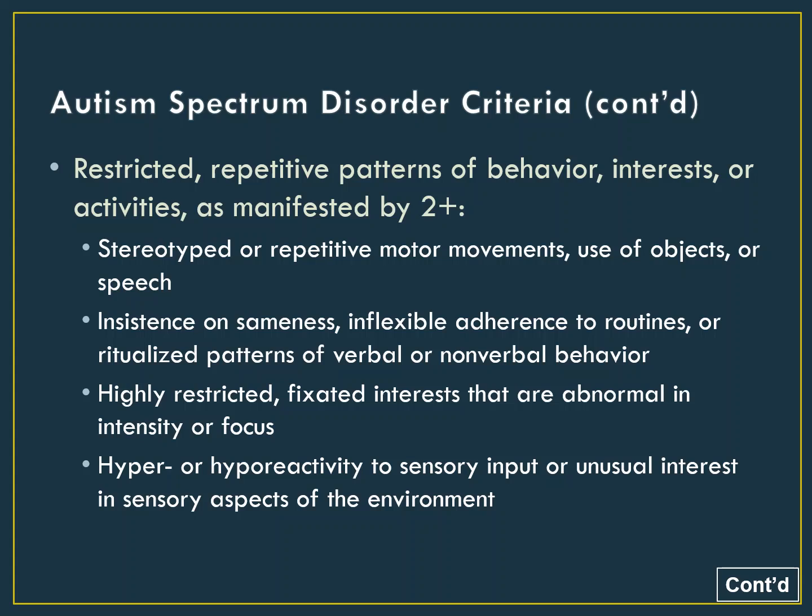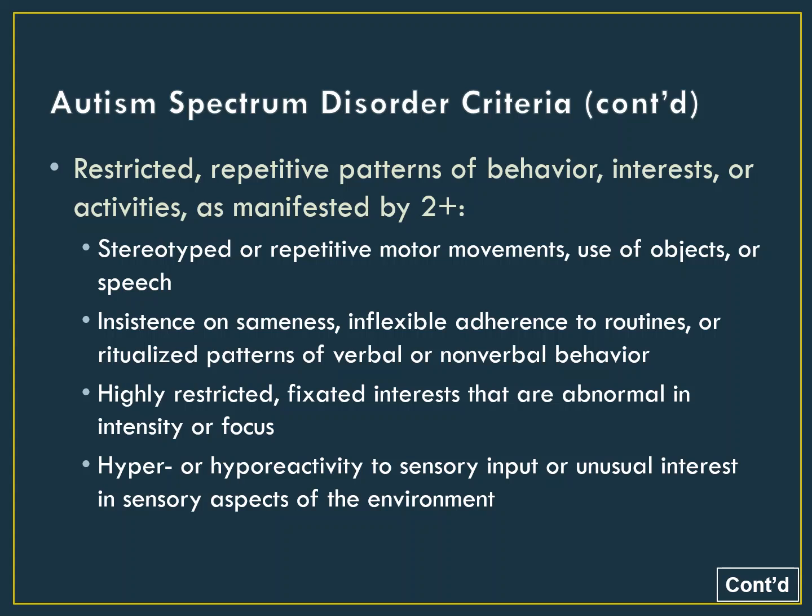Next, there is an insistence on sameness, inflexible adherence to routines, or ritualized patterns of verbal or nonverbal behavior. Many kids with autism spectrum disorder can become very upset if their typical routine is altered, even very slightly. They can experience extreme distress at small changes or deviations from routine, and have difficulty transitioning to doing things in a new way. For example, they may need to eat the same food every day or take a certain route or go to a specific place every time. They may also have developed ritualized greetings, where they greet new people in exactly the same way every time.